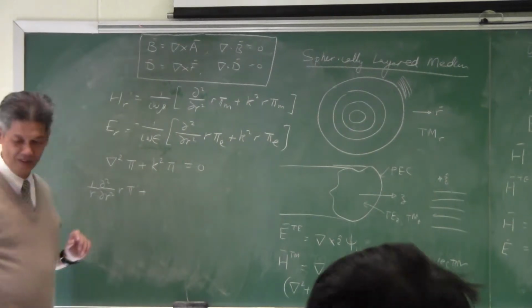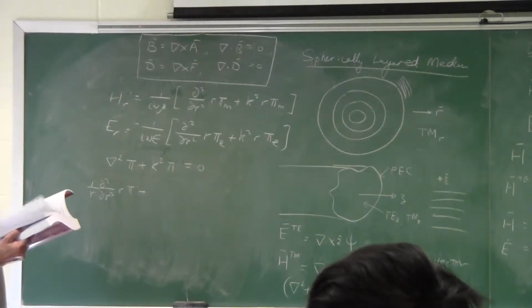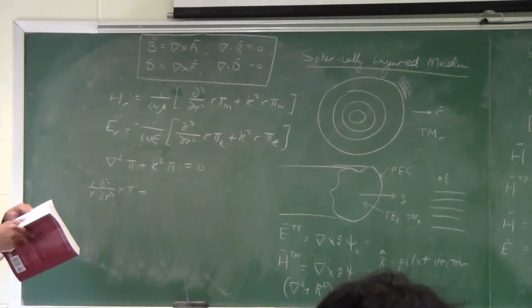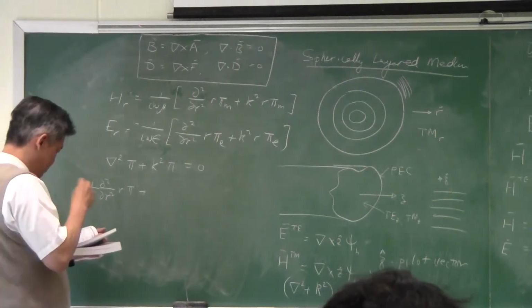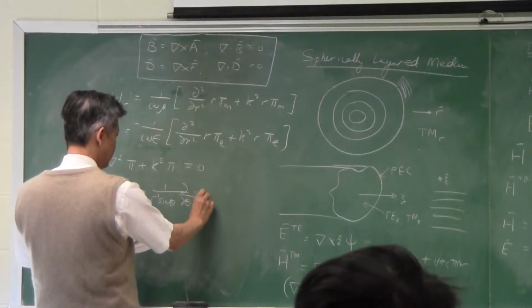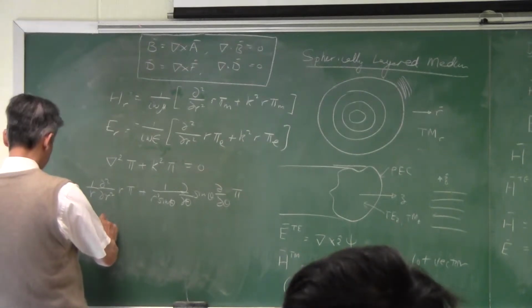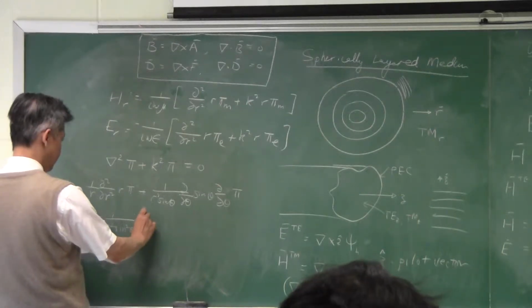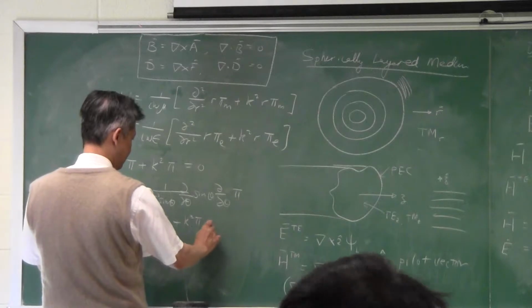And then there will be, let me look up my book, so that I make sure I don't write the other components wrongly. It's in chapter 1 of my book. You're supposed to do the reading for that. So the other components are equal to this: 1 over r squared sine theta, partial theta, sine theta partial theta pi. And then I have the other component, which is 1 over r squared sine squared theta, partial squared over partial phi squared, pi, plus k squared pi is equal to 0.